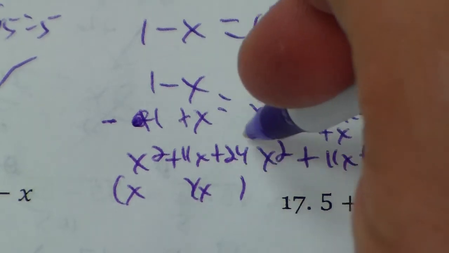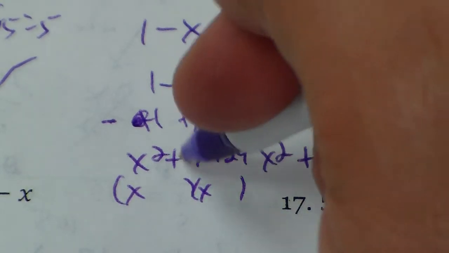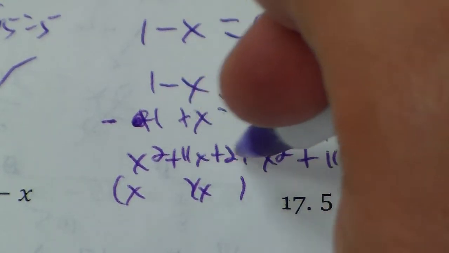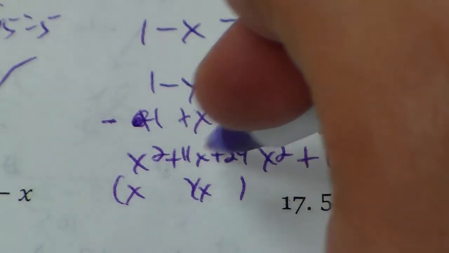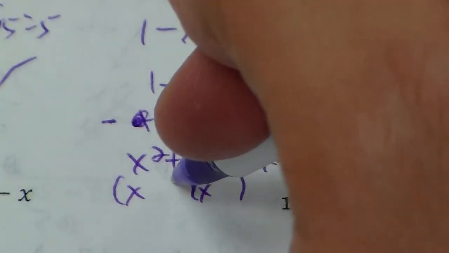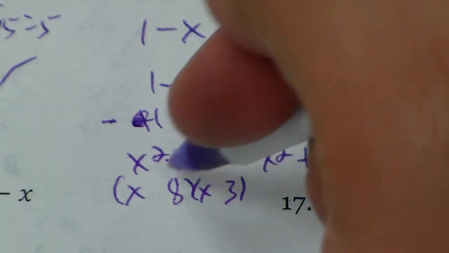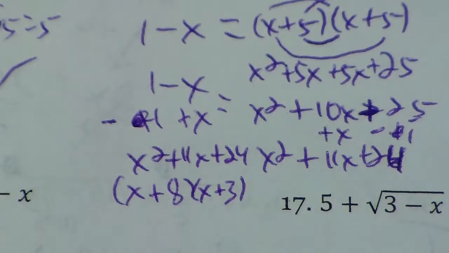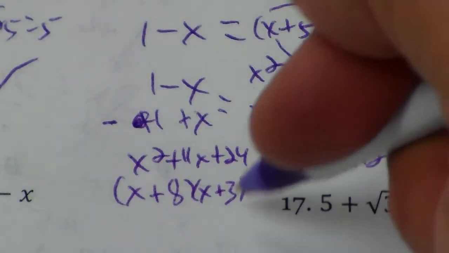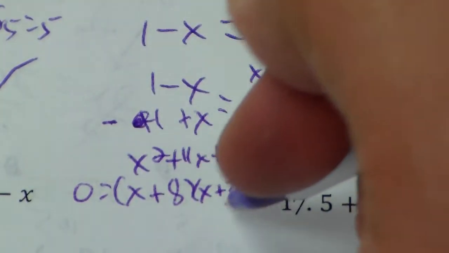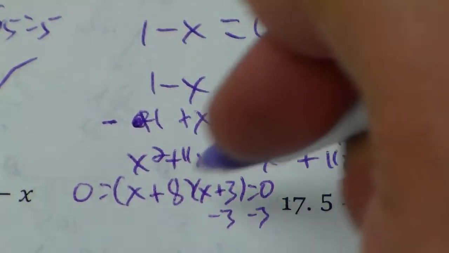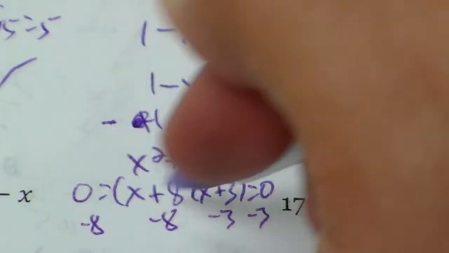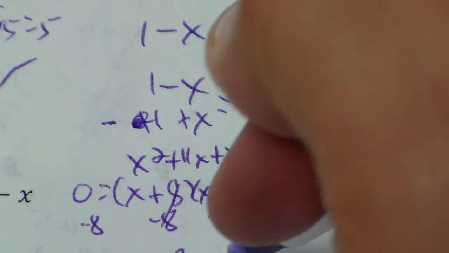So now we've got to think of 2 numbers that when you multiply them you get 24, but when you add them you get 11. So 6 times 4 is 24, but 6 plus 4 is 10, not 11. What about 8 times 3 is 24? Yep, when you add them you get 11. So then we want to set each of these equal to 0 to get our answer. So we're going to minus 3, minus 8. And so we are going to get x is equal to negative 8, and x is equal to a negative 3.